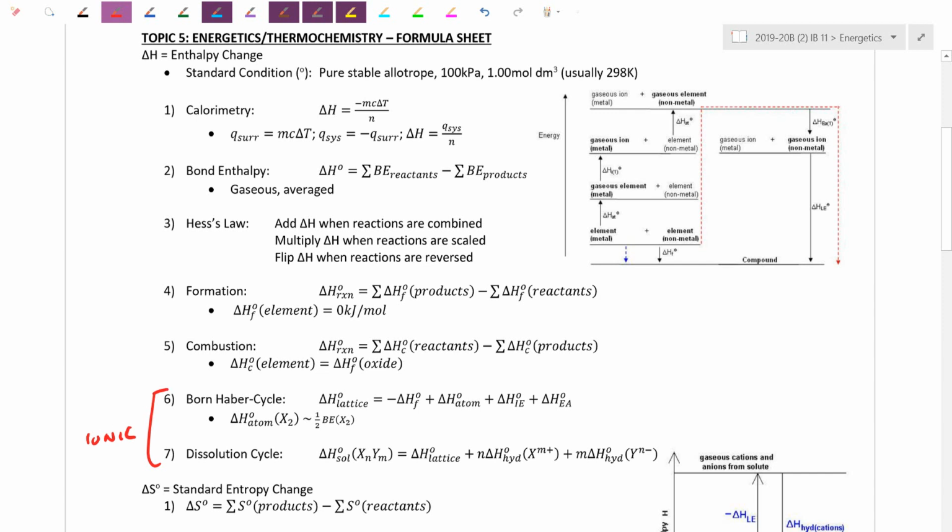A couple of important notes here. Calorimetry was your experimental way. You go from a temperature change on the thermometer and backtrack to figure out delta H. We then did bond enthalpies. Towards the bottom of the table, I actually show you where all the numbers can be found as well.